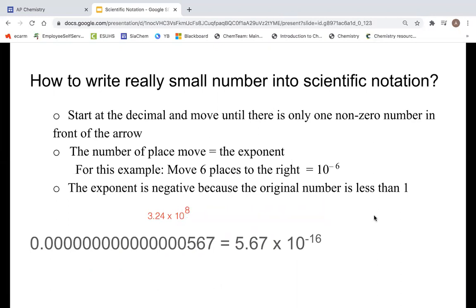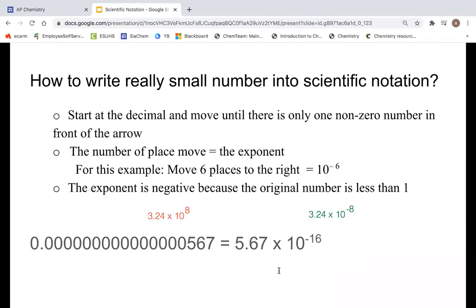Again, I'm making these up, right? And let me change the color. So I'm going to have 2 different things to compare. Let's still use 3. Actually, I don't like that. So 3.24 times 10 to the negative 8. Okay, so let's see what they look like.